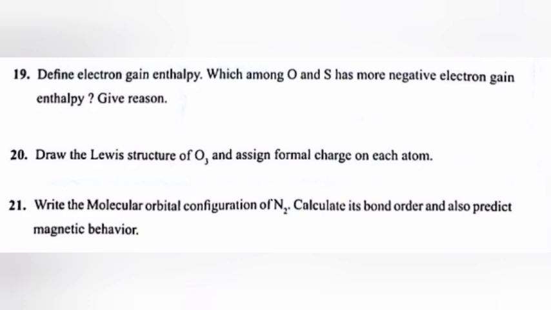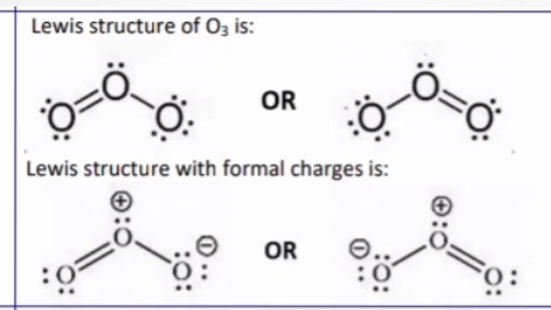20. Draw the Lewis structure of O3 and assign formal charge on each atom. Answer: Lewis structure of O3 is shown. Lewis structure with formal charges is shown.